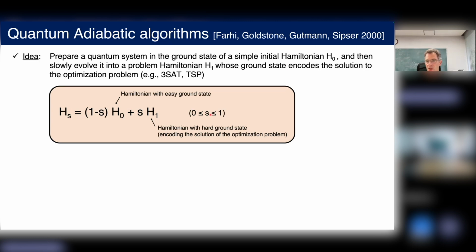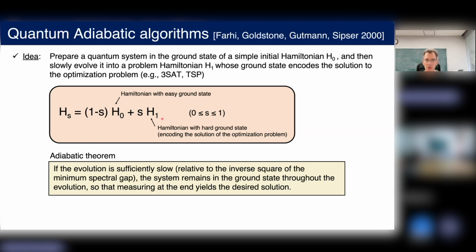s represents the time, from s equals 0 to s equals 1. Initially, for s equals 0, you have the Hamiltonian H0. This is the initial Hamiltonian, which has very easy ground states, very easy to construct. And finally, for s equals 1, you have the Hamiltonian H1, which encodes the problem that you want to solve. Of course, its ground state encodes the solution of the problem, something very hard to compute. And you make the transition from s equals 0 up to s equals 1.